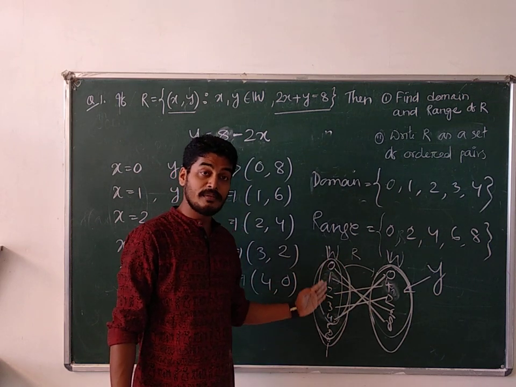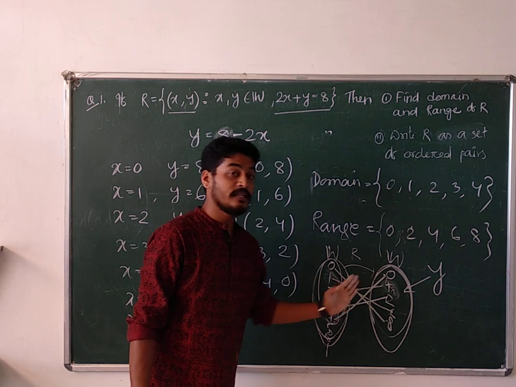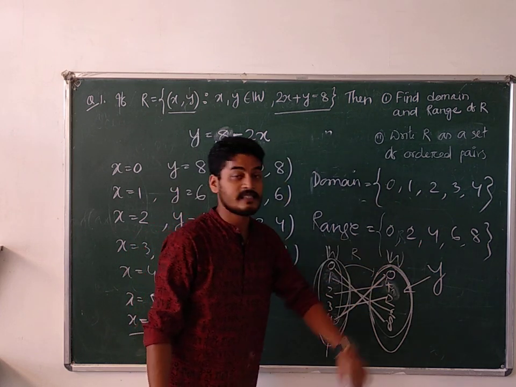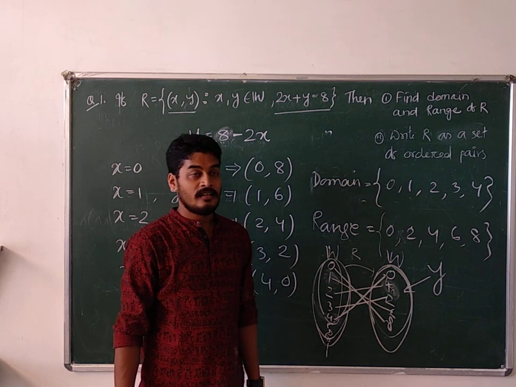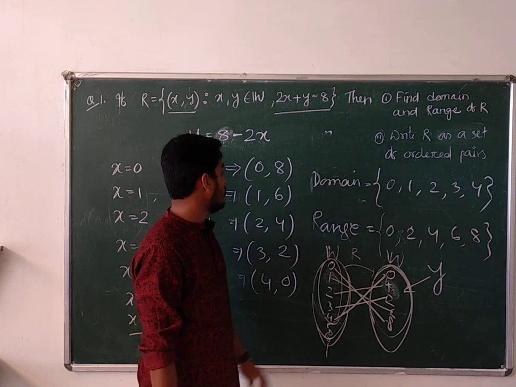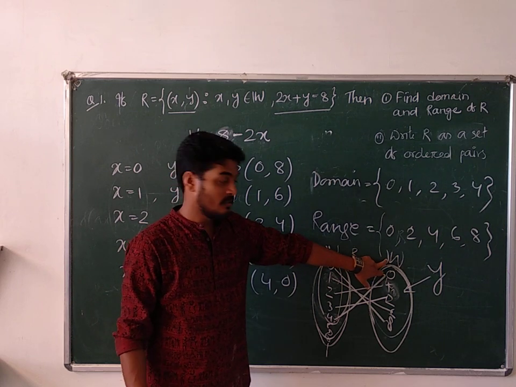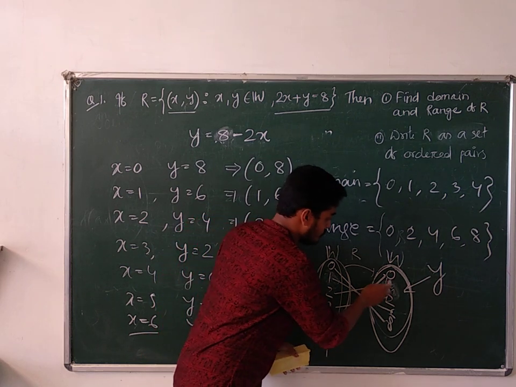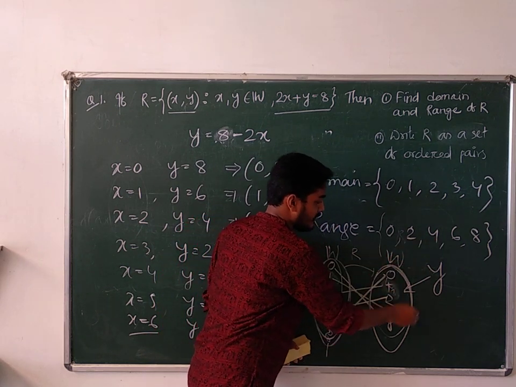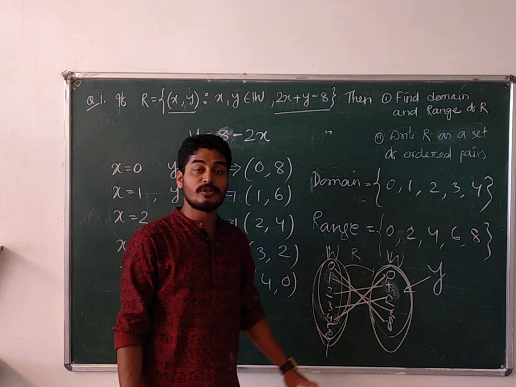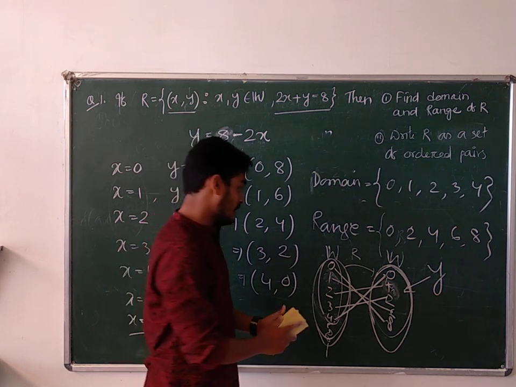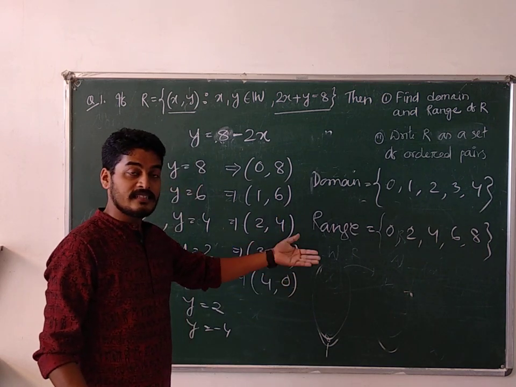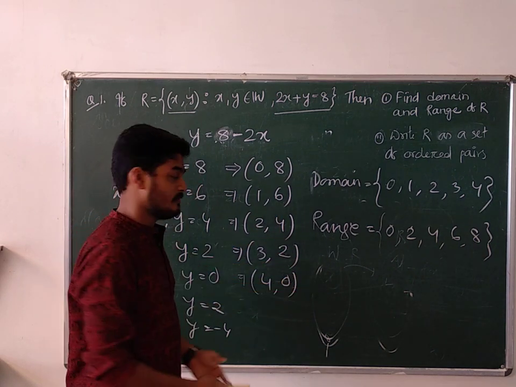The related elements of the first set are called domain elements, and the related elements of the second set are called range elements. What are the range elements? 0, 2, 4, 6, and 8. And the whole second set is known as the codomain. The codomain is the whole number set. What is the range set? 0, 2, 4, 6, and 8 is the range set. Remember that the range lies inside the codomain set.